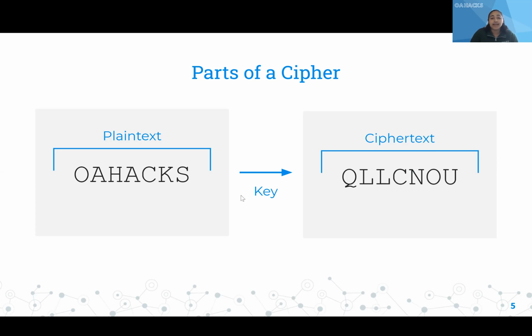And then over here, we have the key. So the value of the key changes based on the cipher that you're using, and I'm going to go more into depth about that in later slides, but it basically is the little tool that you're going to use to be able to go from plain text to ciphertext, and if you know the key, you can go from ciphertext back to plain text.